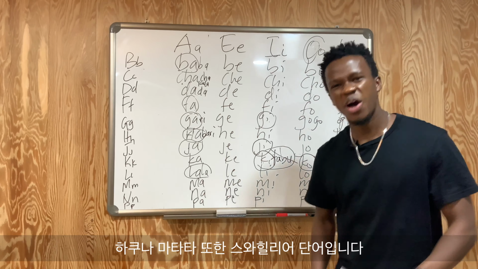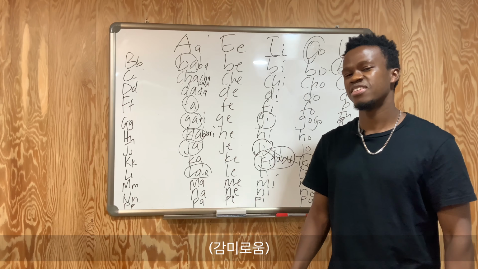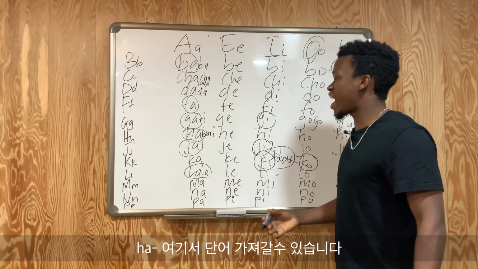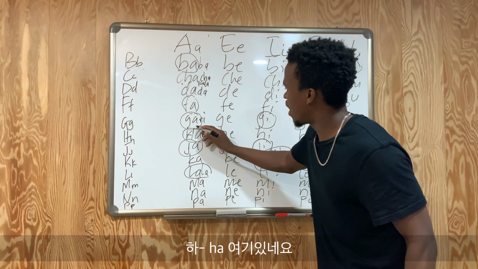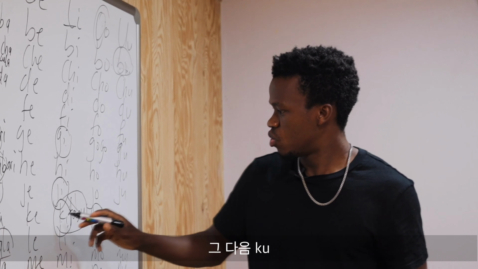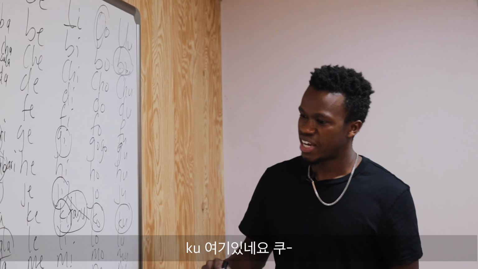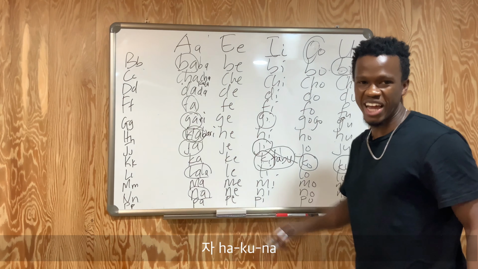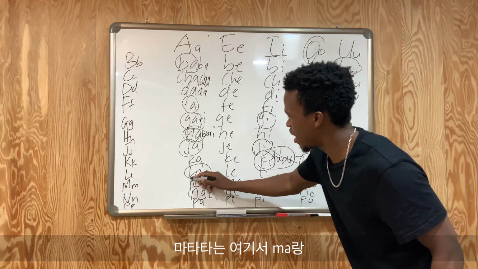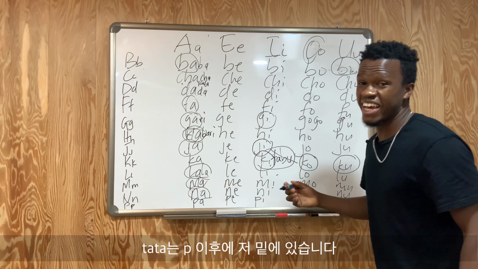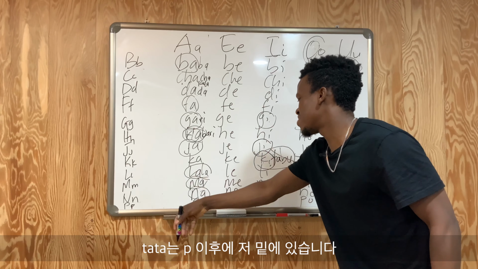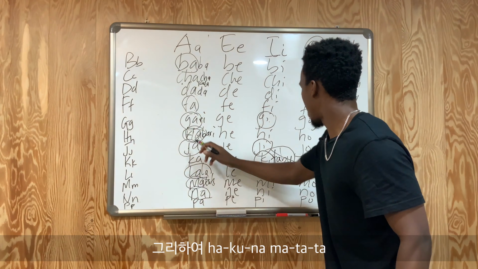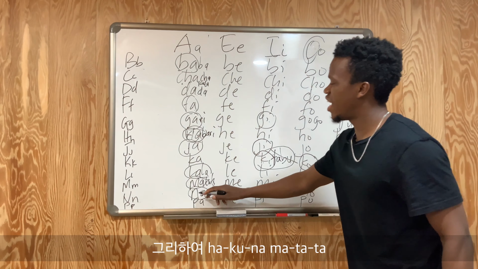Hakuna Matata is a Swahili word. Lala, Swahili word. Safari, Swahili word. And even Hakuna Matata: you can take here the word ha, and then K-U is here, ku, and then N-A here. So ha, ku, na. Matata, you can take ma here, and then T-A-T-A is down there. After P, you have it down there, so matata. So you have ha, ku, na, matata.